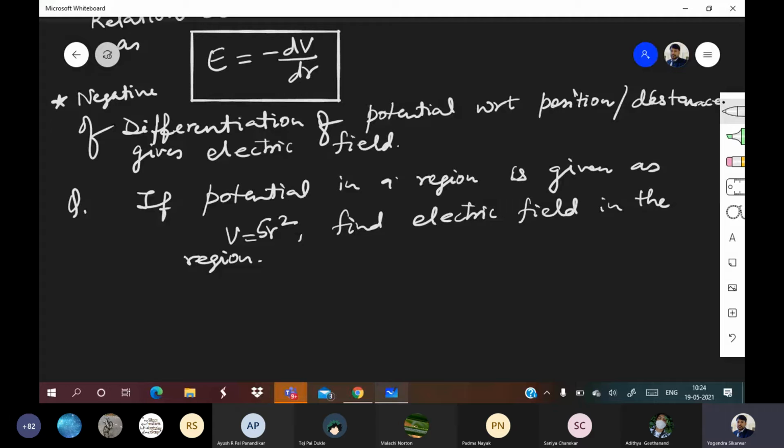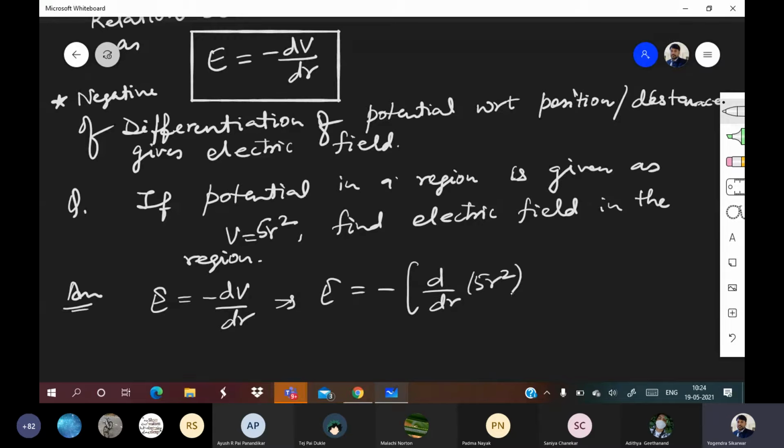So yeah, that's very easy to solve, as you all can see. So answer: E is equal to minus dV by dr. So that will give us E is equal to minus d by dr of 5r square. Differentiation of 5r square will be 10r. So E will be minus 10r.